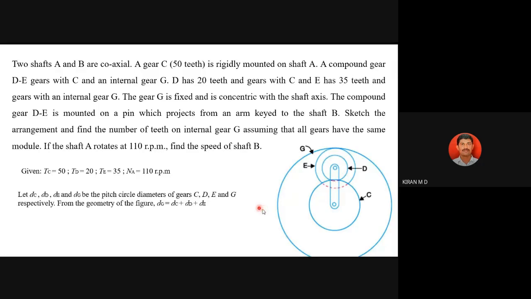Now we need to find the teeth on gear G. Can we calculate like this? From here to here, what is the distance? How can we find it?